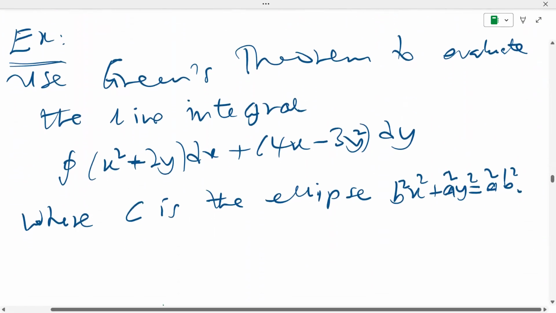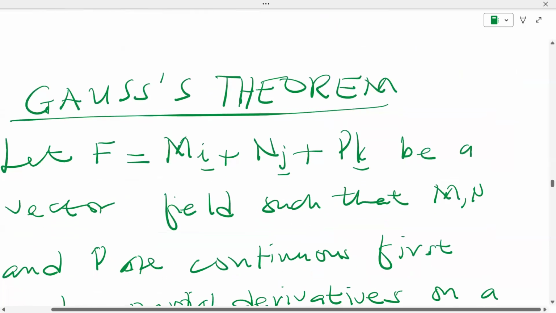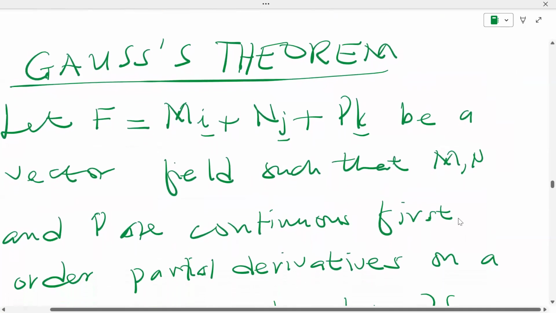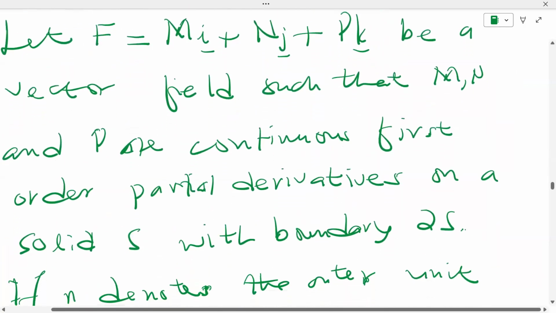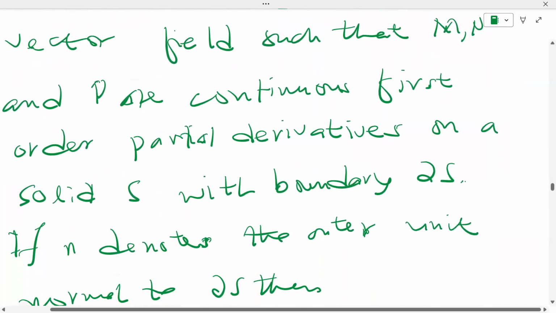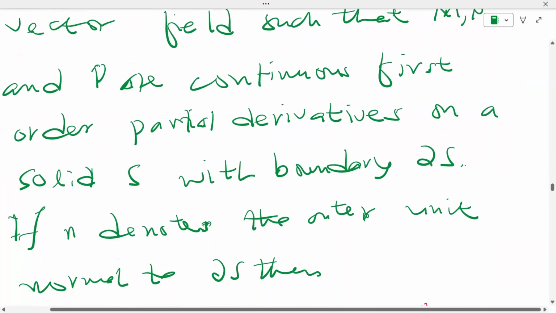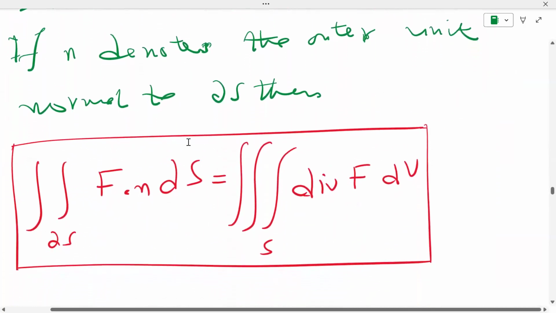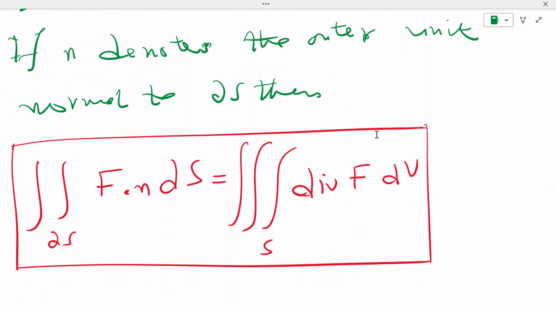Now we are moving on to the Gauss theorem. Let F be a vector field such that M, N, and P are continuous with first order partial derivatives on a solid S with boundary del S. If N denotes the outer unit normal to del S, then we have this given as the theorem that we are looking for.